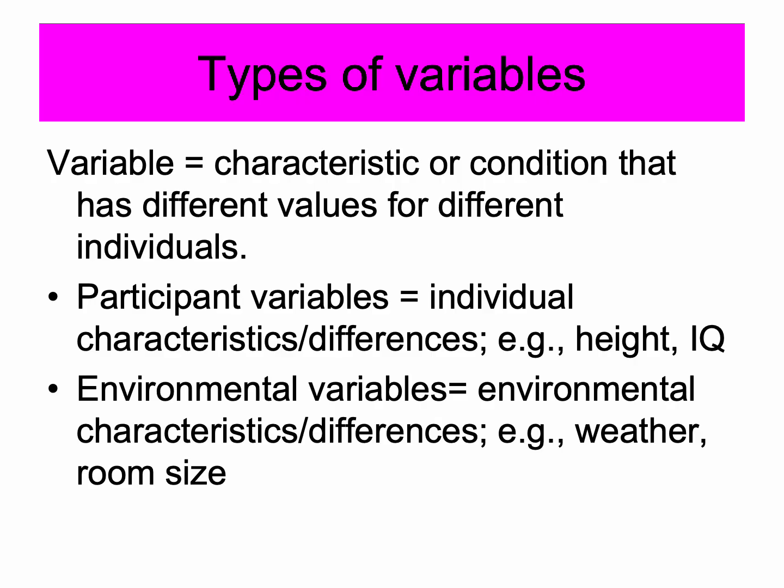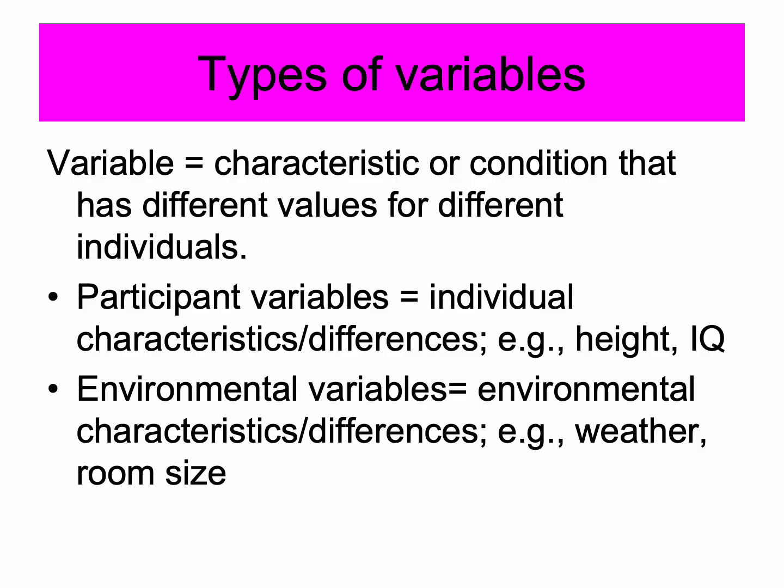So what types of variables can we have, right? First off, we want to define a variable, and it's a characteristic or condition that has different values for different individuals. It can be level of anxiety, it can be weight, it can be height, it can be IQ. There are many different types of variables that we might be interested in.